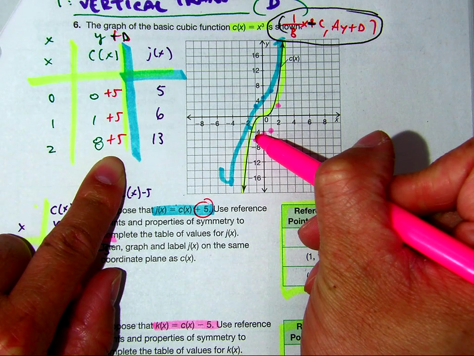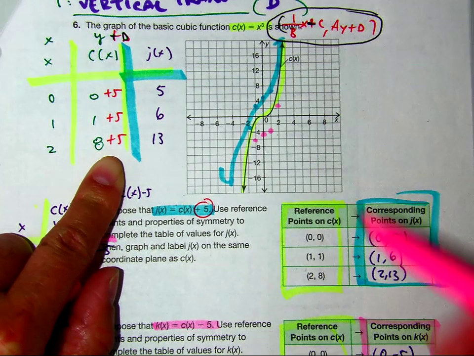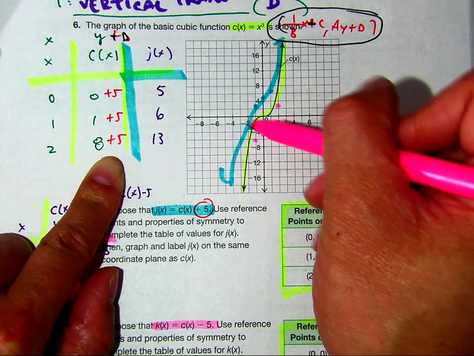So from 5, where was I? 0, negative 5, and so on. That'd be negative 13.